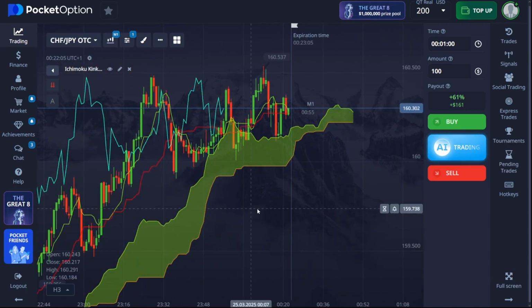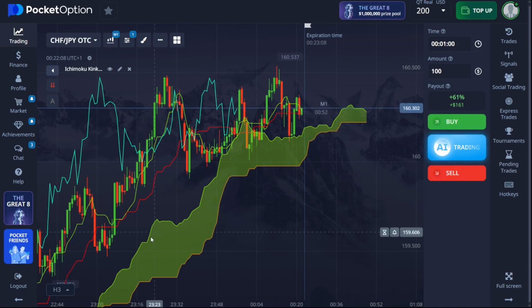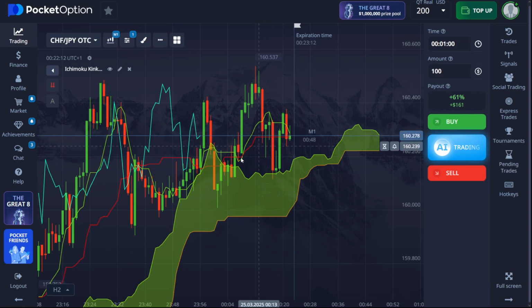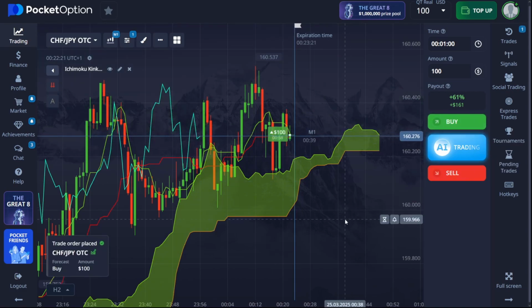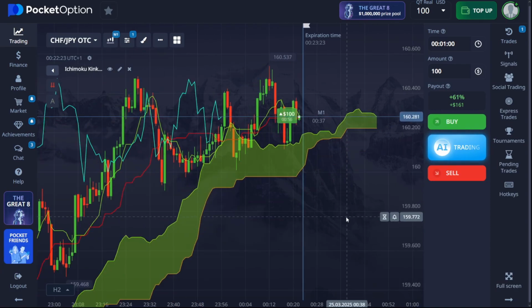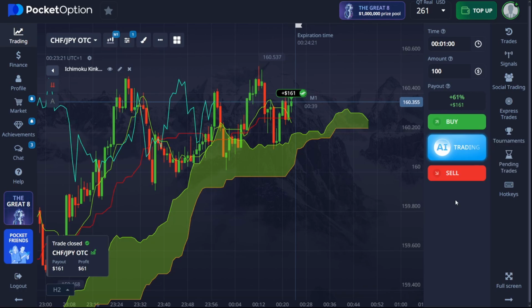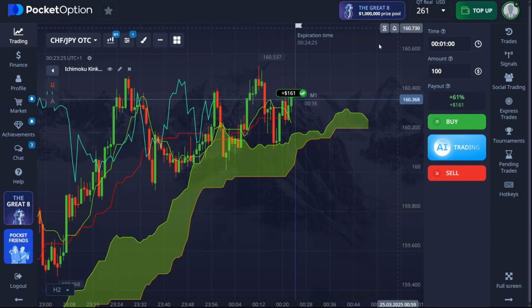Right now, we can see the price above the green cloud, and every time it approaches the cloud, it bounces upward. We're opening our first upward trade, all according to the system. The first trade closed in profit, $61 gain. Great start, let's keep going.